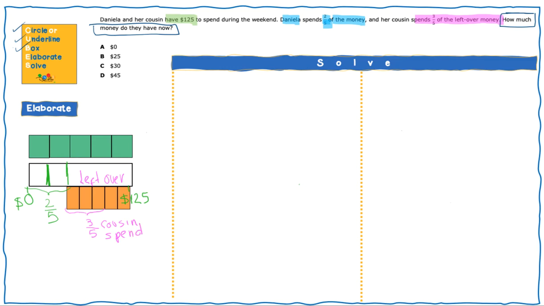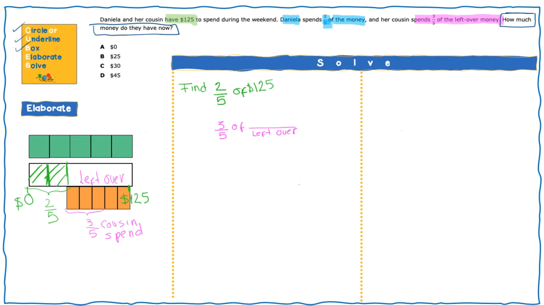That means I have to figure out how much money is 2/5 of 125. So I'm gonna have to find 2/5 of $125, and also I have to figure out 3/5 of the leftover money that I don't know yet how much it is.